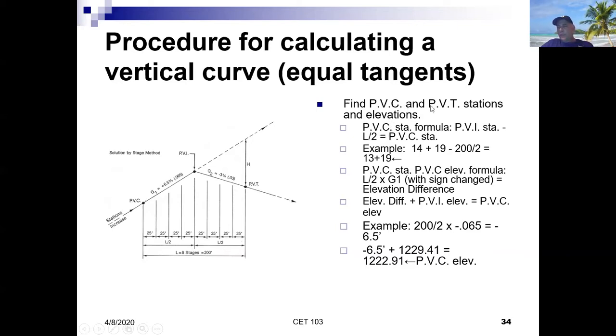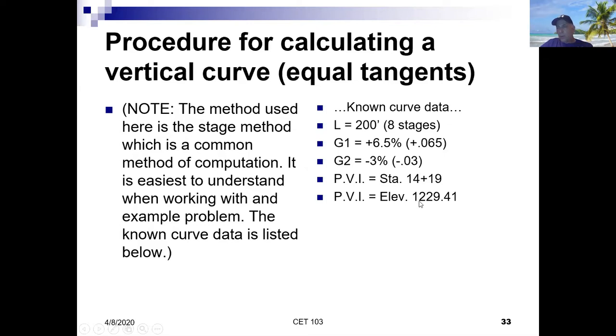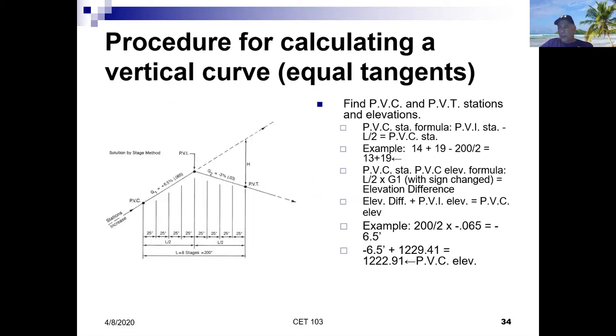So to find the PVC and the PVT elevations, we would start out. We know the PVI elevation, which was given to us as, let me go back a slide and I can find that. Yes, it's 1,229.41 feet above sea level, and it was at station 14 plus 19.